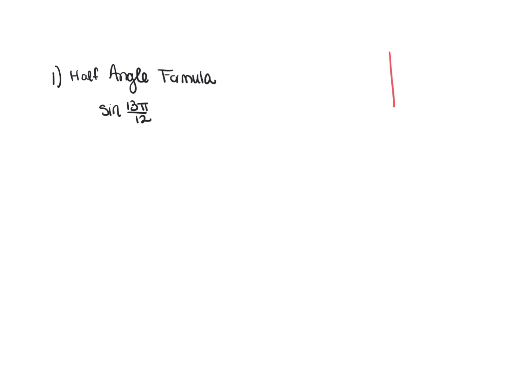First thing I'm going to do is find where 13 pi over 12 is. Well, this is pi, and 13 pi over 12 is just past that. It's just a little bit more than a pi. So 13 pi over 12 is in quadrant 3. I'm going to need to know that in a second.